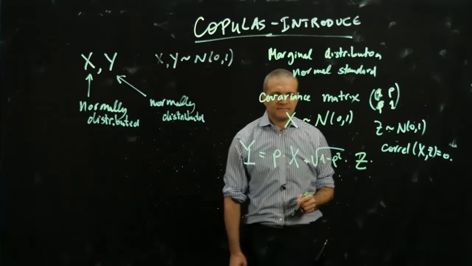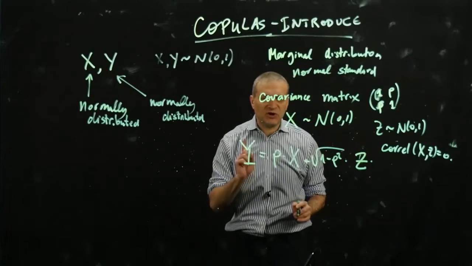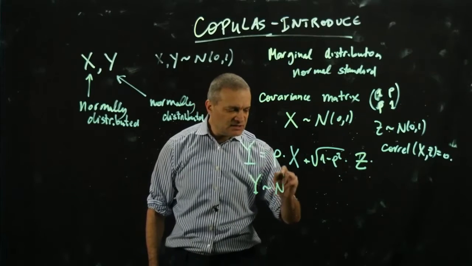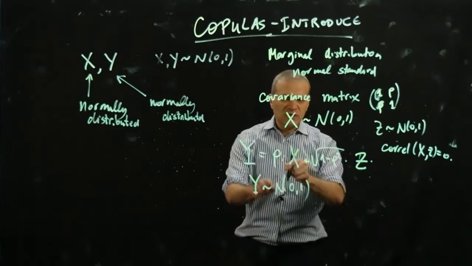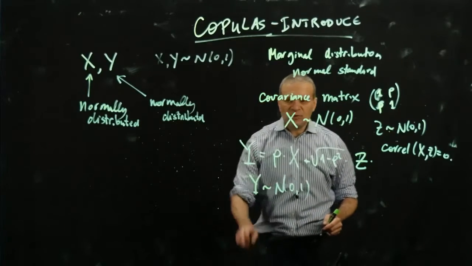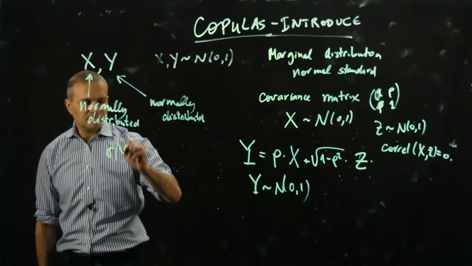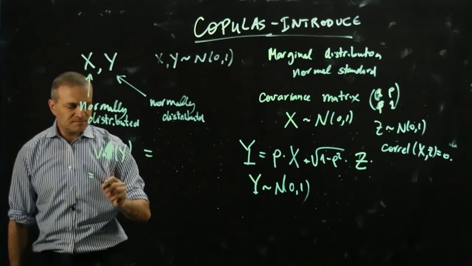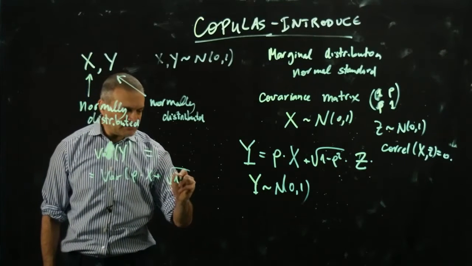Then how are X and Y going to be jointly distributed? Let's see. First of all, let's persuade ourselves that Y itself is actually standard normal. Because X and Z have an expected value of 0, their sum is going to have an expected value of 0. What is going to be the standard deviation of Y, or the variance of Y?